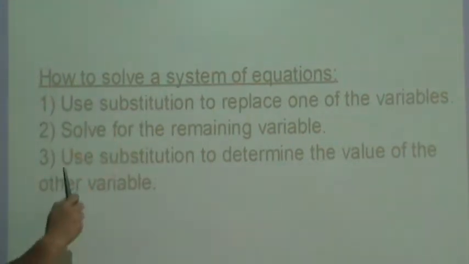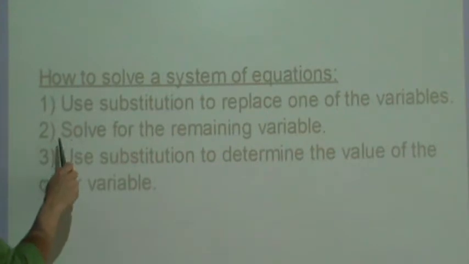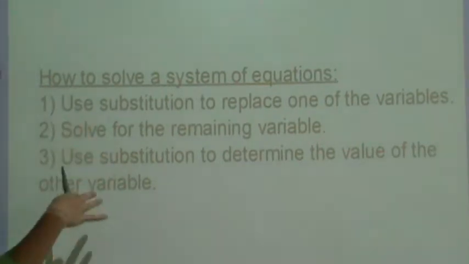All right, write these steps down. It says how to solve a system of equations. Use substitution to replace one of the variables. Then we're going to solve for the remaining variable. Then we're going to use substitution to determine the value of the other variable. Okay, it's kind of wordy right now. I'll walk you through it, all right?